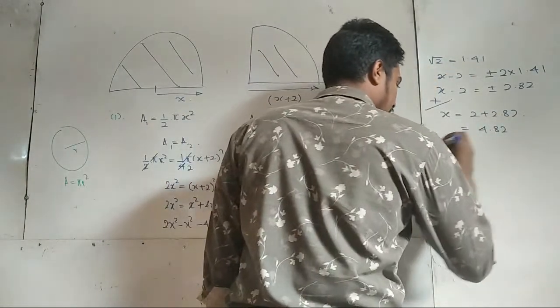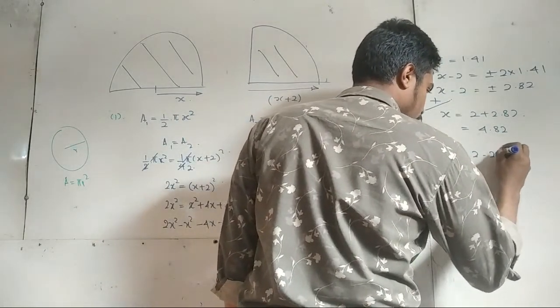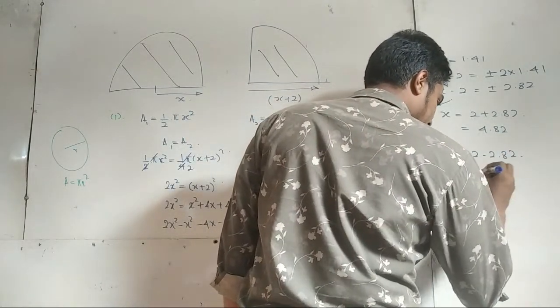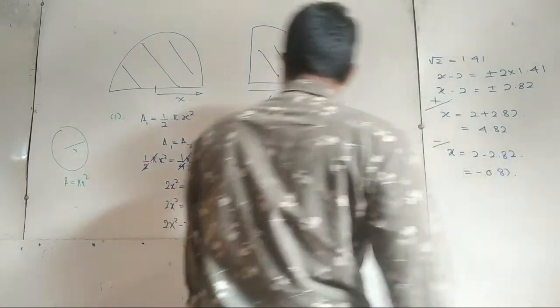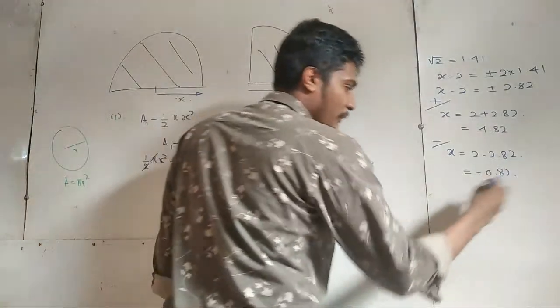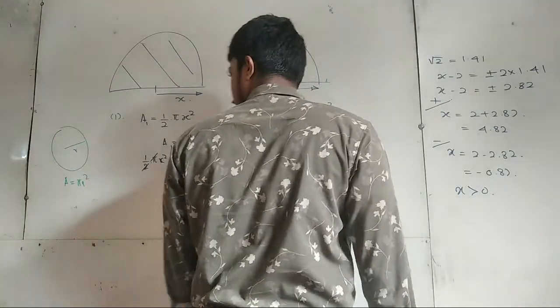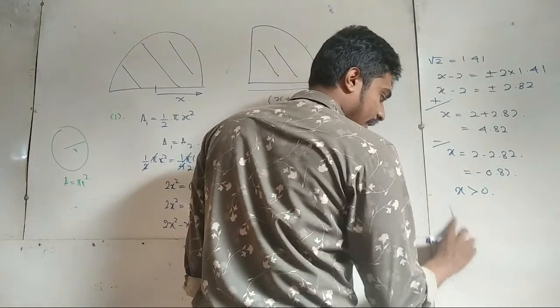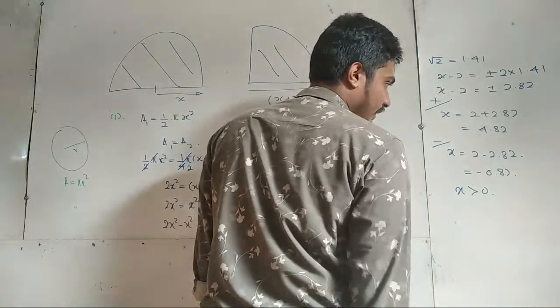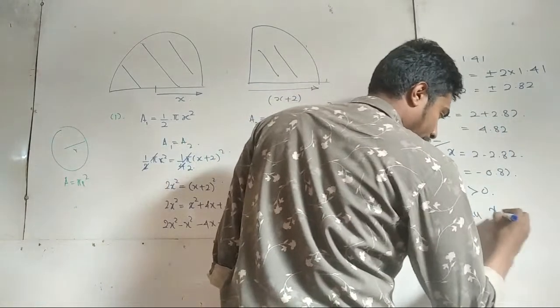If you consider the negative, then x will be equal to 2 minus 2.82. This is equal to negative 0.82. Students, now x is the length, no? Right? So x cannot be negative. X is always positive. If x is always greater than 0, then x is equal to 4.82.